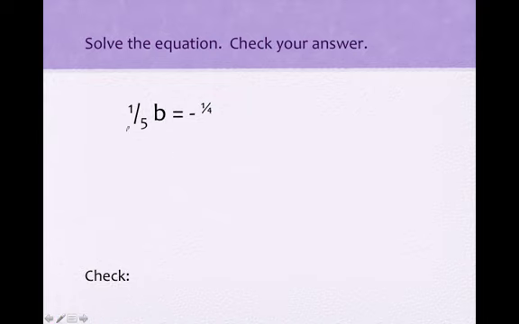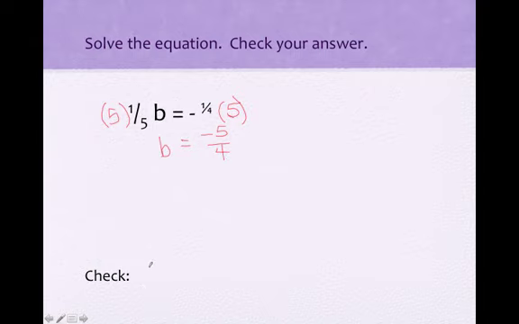Okay, so the reciprocal of 1/5 is 5. I'm going to multiply by 5 both sides. And I get 5 times 1/5 or 1. So 1b or just b equals negative 5/4. And I am totally okay with you leaving it as an improper fraction. If you want to change it to negative 1 1/4, that's fine too. But at this point, I'm fine with an improper fraction as long as it is simplified.